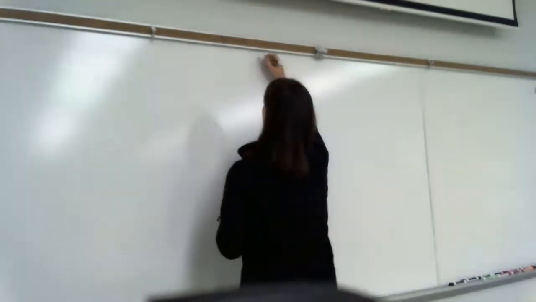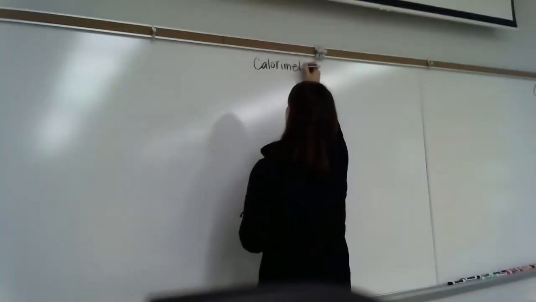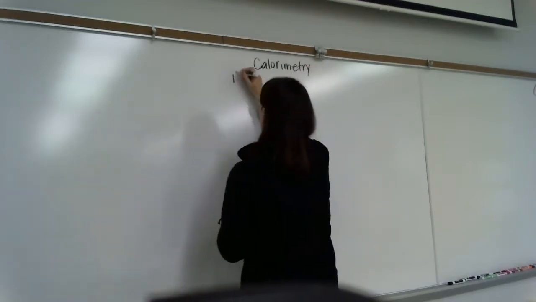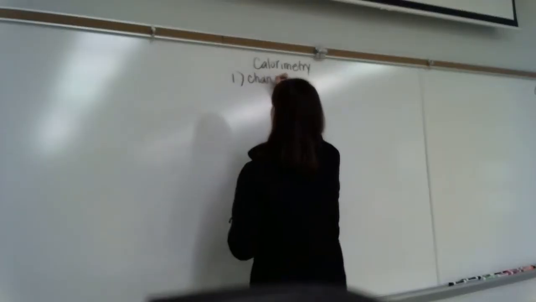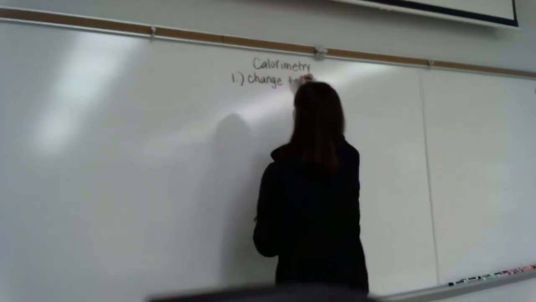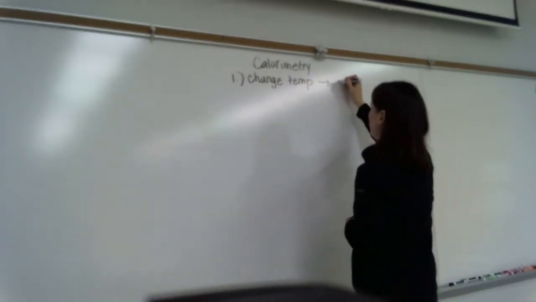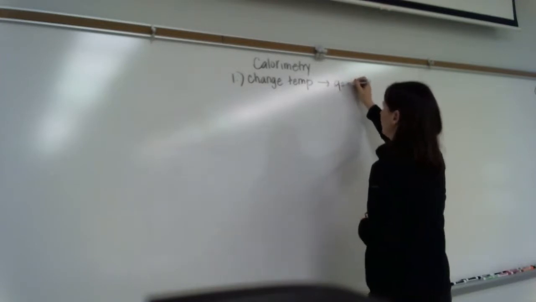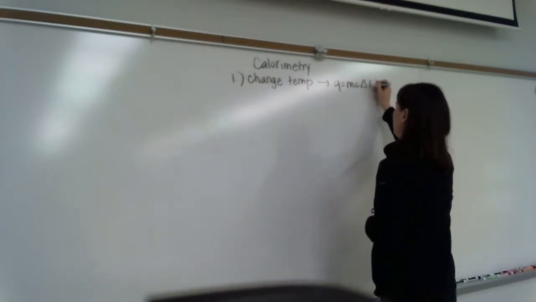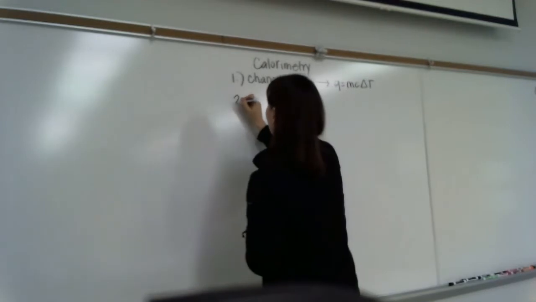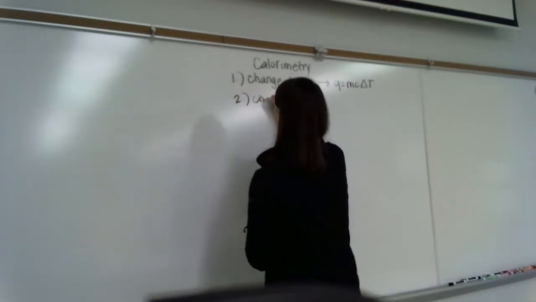Okay, so last time we talked about the two types of calorimetry problems. We said when we're doing calorimetry, we can change temperature, right? And that's what we did on Wednesday. And what's the formula we use there? Q equals MC delta T, right? And then there's the other kind of calculation when we change phase.